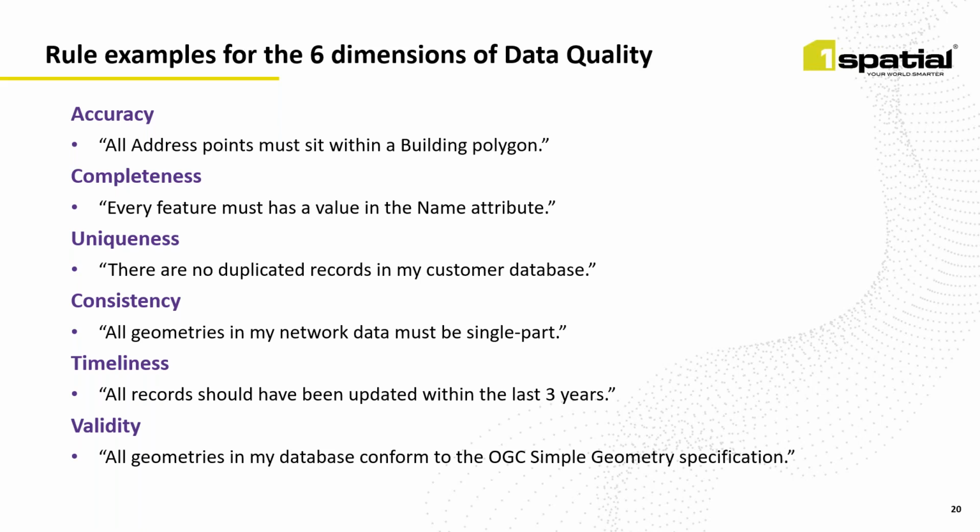Timeliness, we may want all of our records to be updated within the last 3 years, so we can check the timestamp attribute within our data and flag any that have not been updated within that 3-year period. And in terms of validity, an example of that might be that we want all geometries in our database to conform to the OGC simple geometry specification. In the case of that, we have a built-in function within 1Integrate to enable that really quickly and easily.